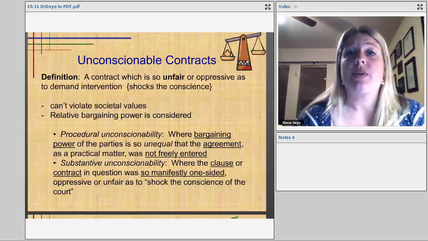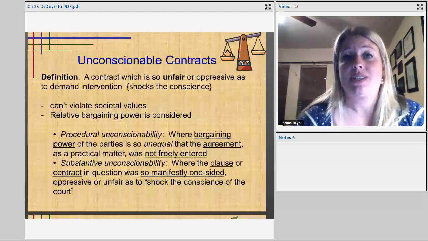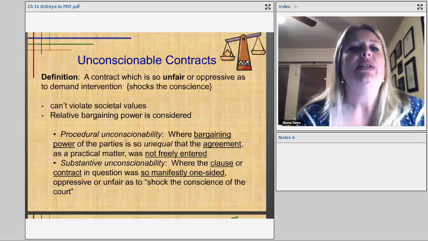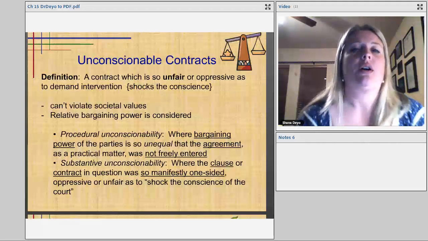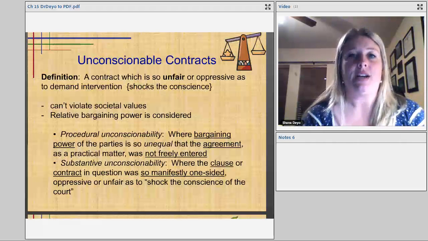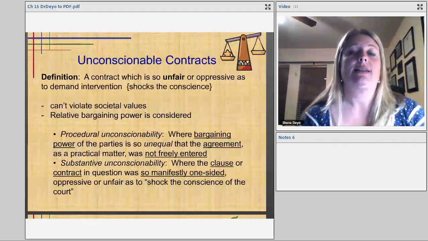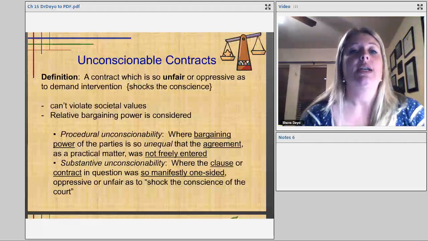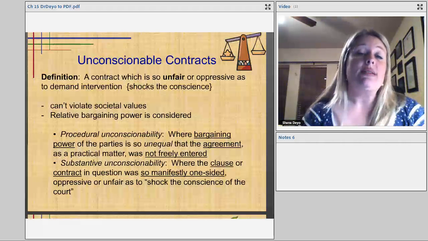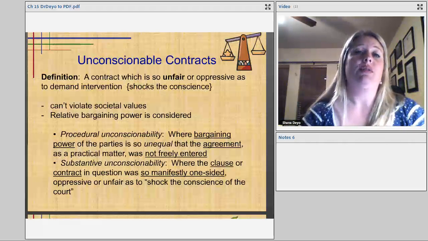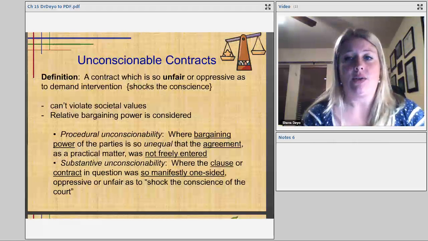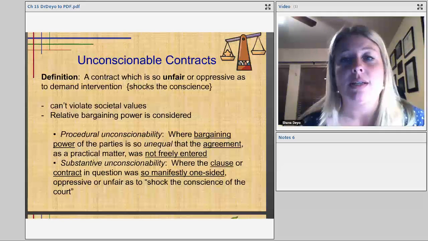Unconscionable contracts, we did talk about this back in Chapter 6, but that was the 2nd week of class, and we're now in the 6th week of class. So I'm going to reiterate what unconscionable contracts mean. It is a contract which essentially is so unfair or oppressive as to demand intervention by the court. And I told you that it's one of those things that shocks the conscience. The contract itself or some provision of the contract would shock the conscience. It cannot violate societal values, and the relative bargaining power is considered.